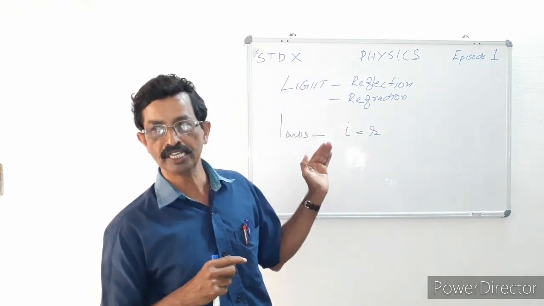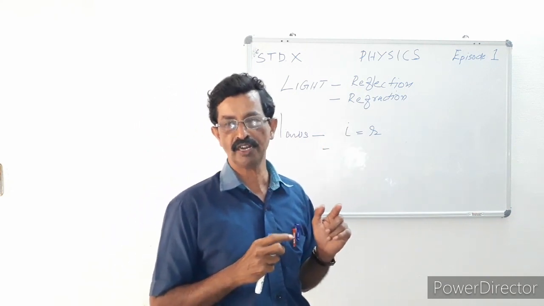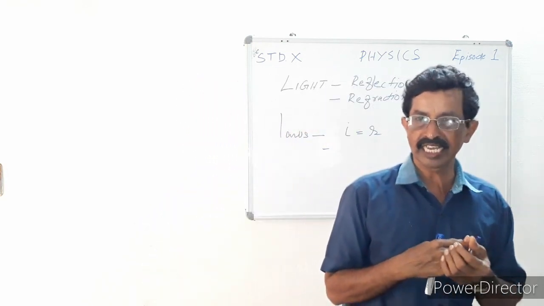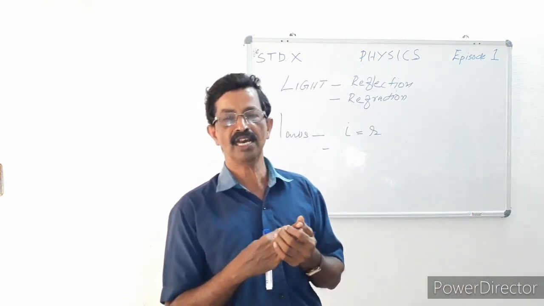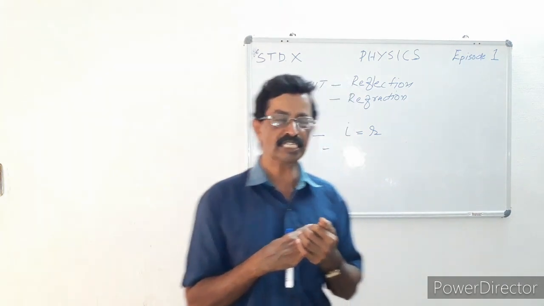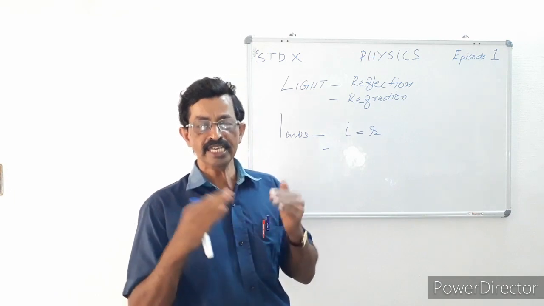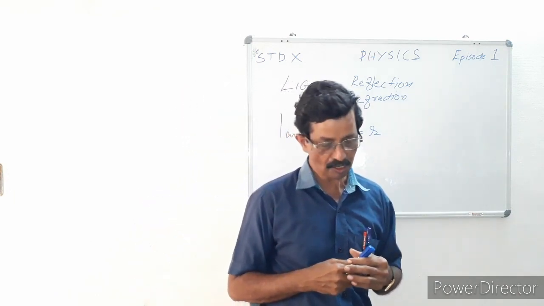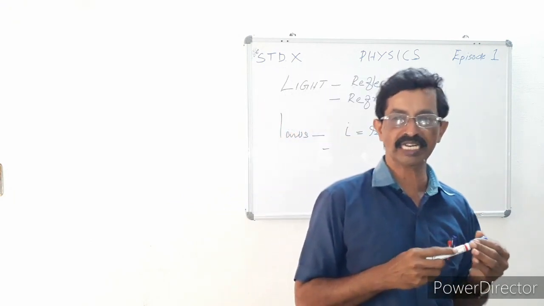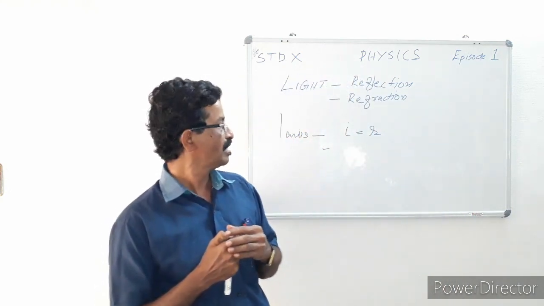Once again, these two laws: the angle of incidence equals the angle of reflection, and the incident ray, reflected ray, and normal at the point of incidence on the reflecting surface lie in the same plane. These laws are applicable in the case of plane mirrors as well as spherical mirrors.